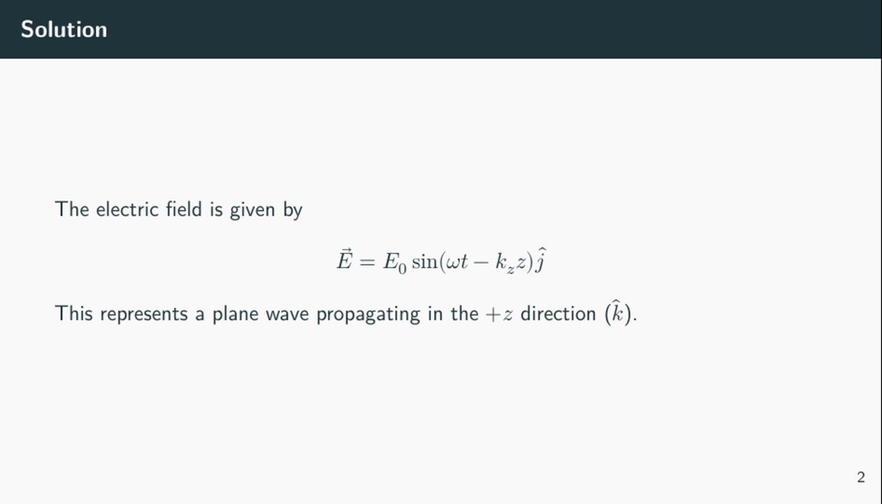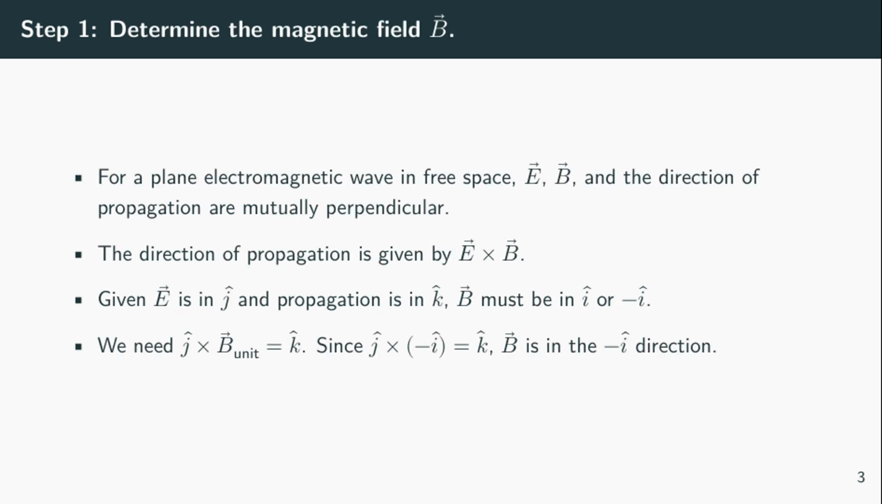We start with the given electric field, which is E vector equals E naught times the sine of omega t minus k sub z times z in the j hat direction. This equation tells us we have a plane wave, and the term minus k sub z z indicates that it's propagating in the positive z direction, which is the k hat direction. Okay, let's figure out the magnetic field direction.